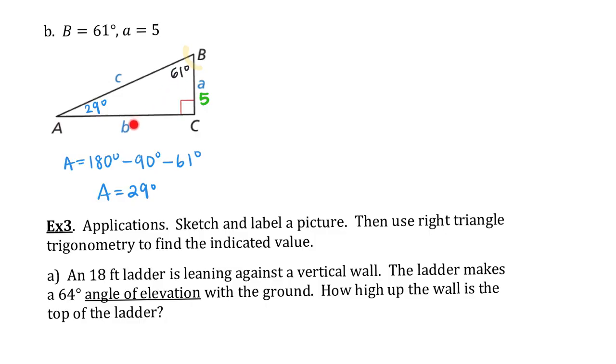So from B, B is the opposite. What is A? A is the adjacent. So one way to do this is tangent equals opposite over adjacent. What else could I have done? I could have done the cosine of 61 is 5 over C. I could have done the tangent of 29 is 5 over B. I could have done the sine of 29 is 5 over C.